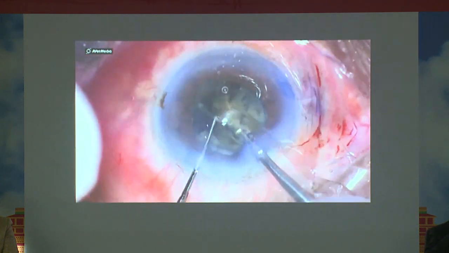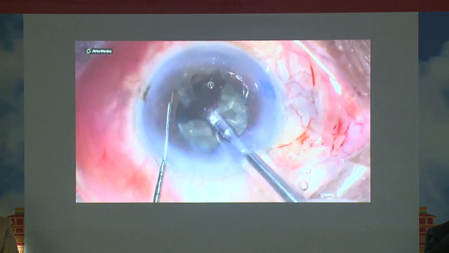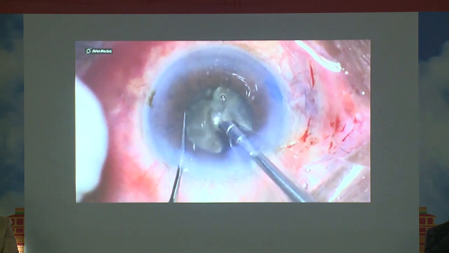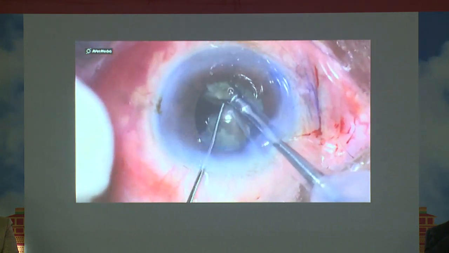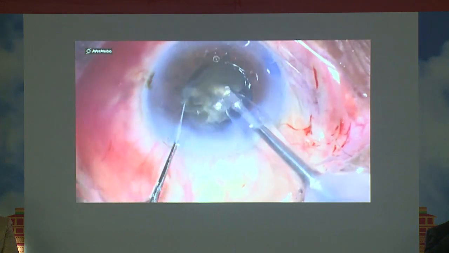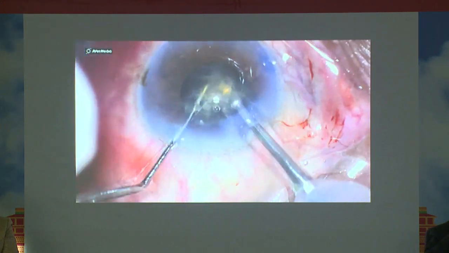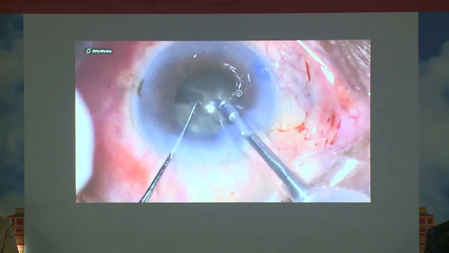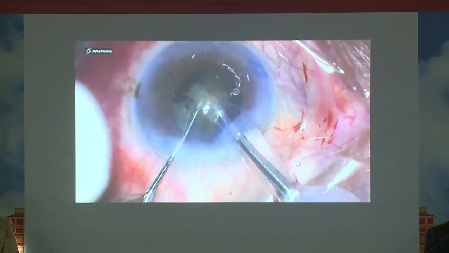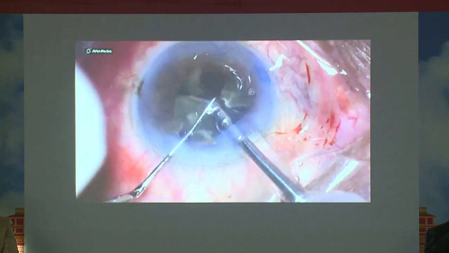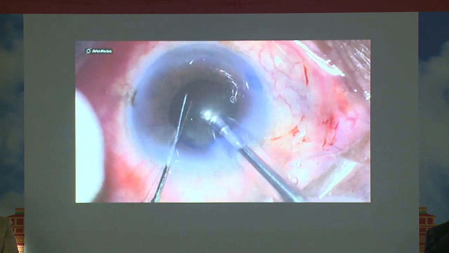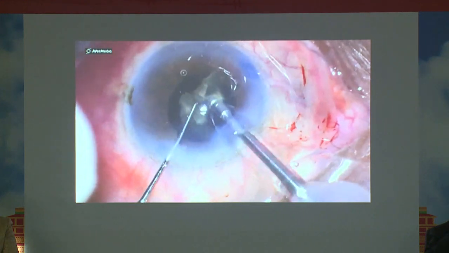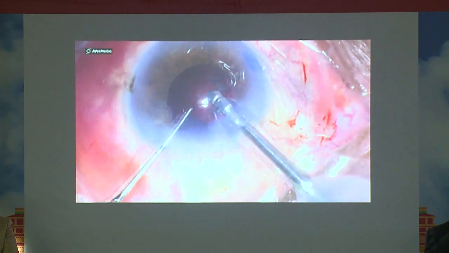And we should use the viscoelastic in between in these cases also. I have not shown here the re-injection of the viscoelastic for the time constraint, but definitely we should do it at least 2 to 3 times during this nuclear disassembly. And we have to be very careful during the last phase removals.